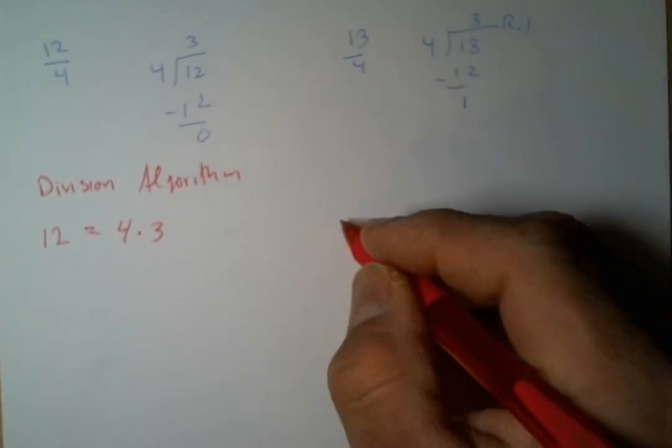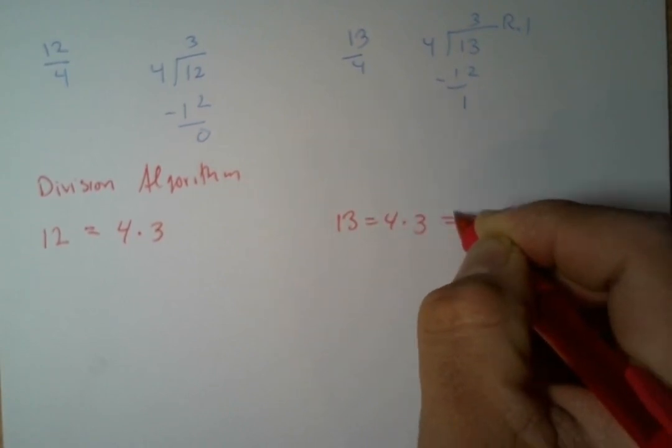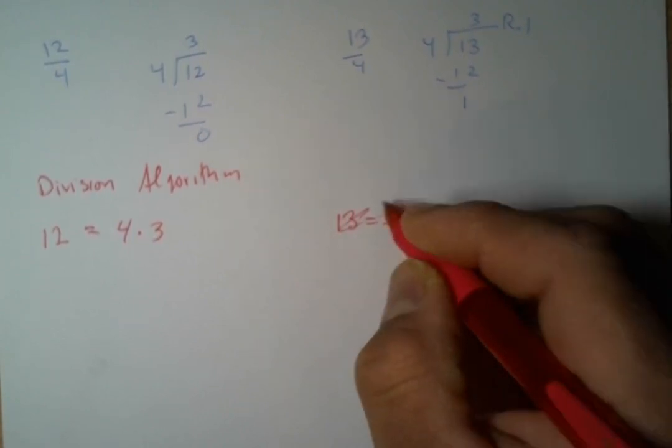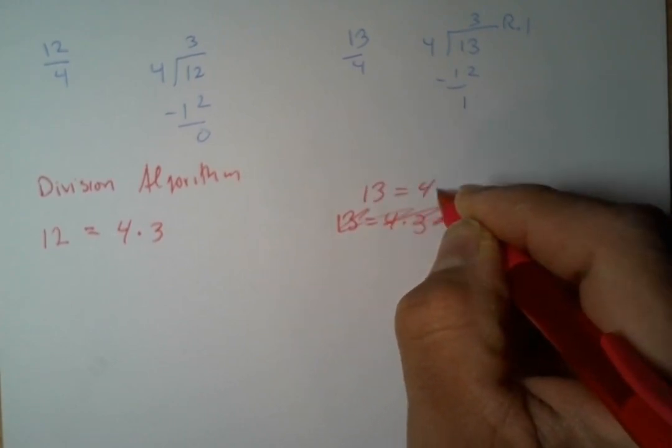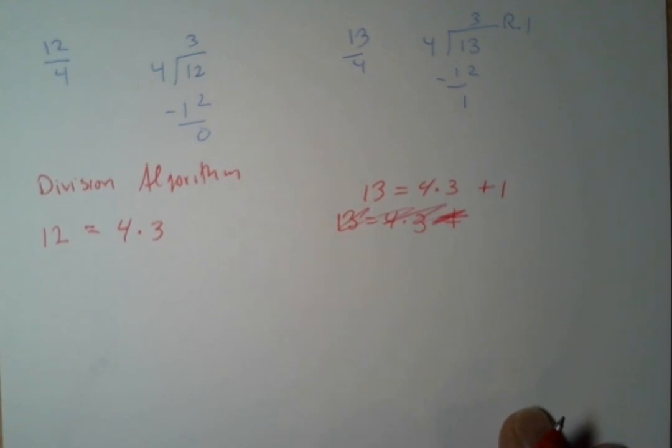Now, when there's a remainder, 13 is equal to 4 times 3 plus 1. Okay, so we can write it like this.